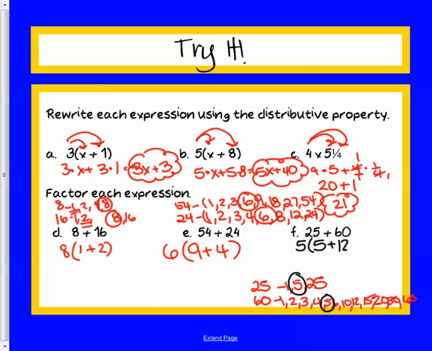12 gives me 60. And that's all I have for you today, and I will see you next time.